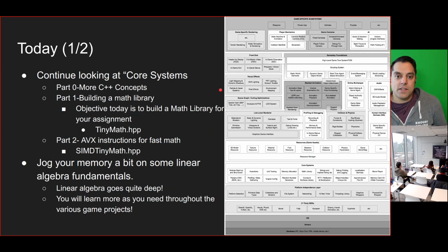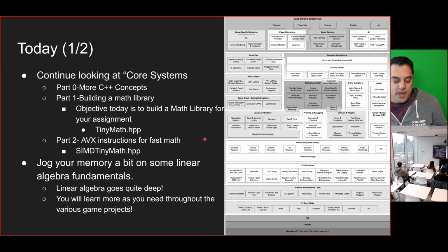For today, we're going to continue looking at some core systems and parts of that in our engine. I'll start off again just with some C++ concepts here, but ultimately we're going to be building a little math library. I should state that this isn't going to be everything that you might need, depending on the type of game and game engine you choose to build at the end of the course. But it'll be a good start for us, just to refresh on math, and then we'll get to applying it in some game projects in a little bit.